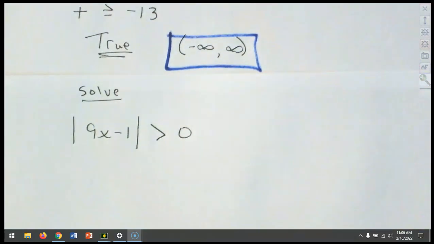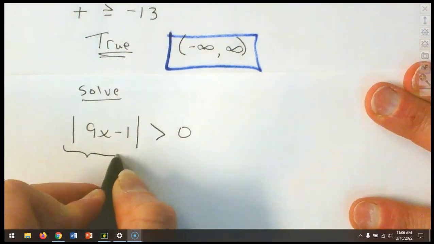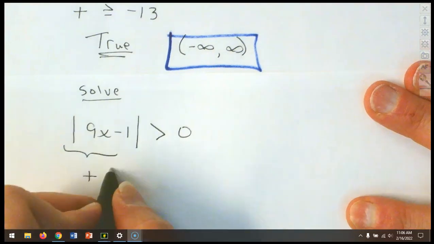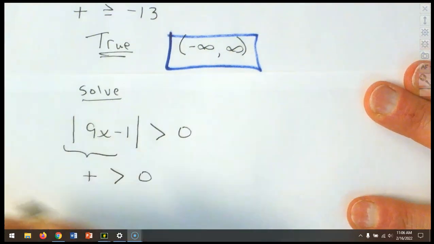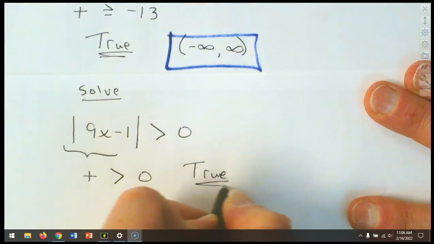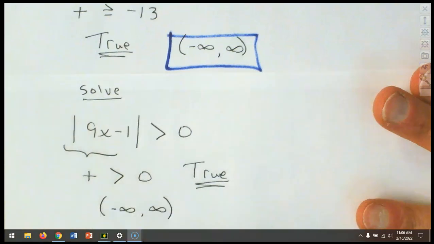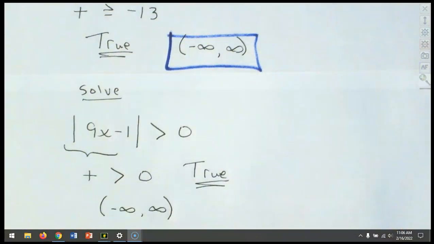Okay. So, again, 0 is like another special case. What do we know about absolute values? What do they give you out? Positive numbers, right? Are positive numbers bigger than 0? Is that true or false? True, right? Positive numbers are always larger than 0. So what would my answer then be? If it's true, it is what? Negative to positive infinity.